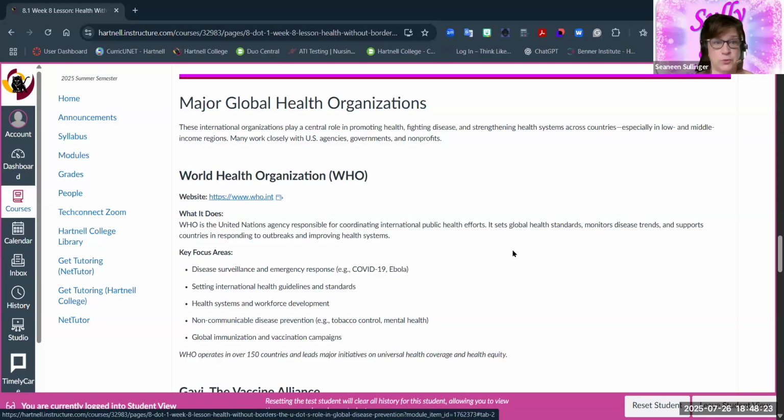And so we have already mentioned the World Health Organization, the WHO, and there is their website. So the WHO is the United Nations agency, right? So it works with the UN, which has almost all, not all, but a majority of the countries in the world sit there and work on all different kinds of problems, not just health problems, but responsible for coordinating the international public health efforts. So it sets global health standards, monitors disease trends, supports countries in responding to outbreaks.